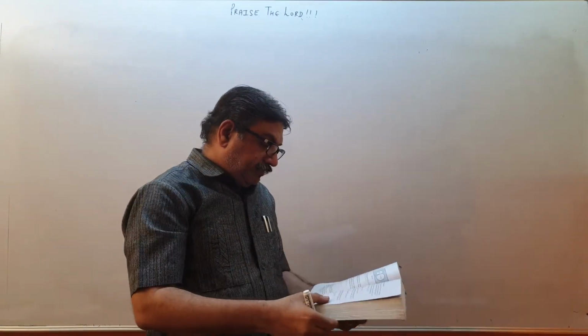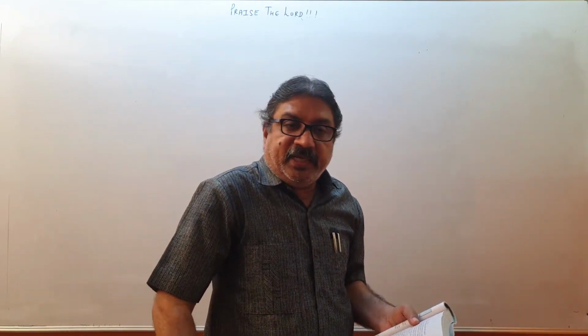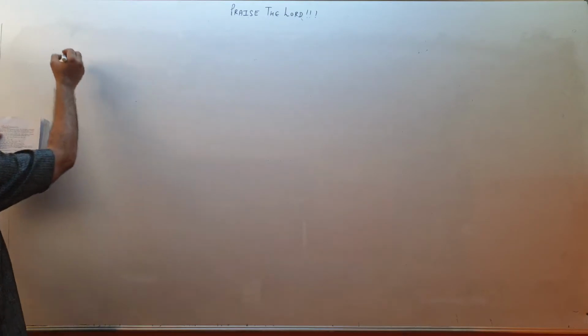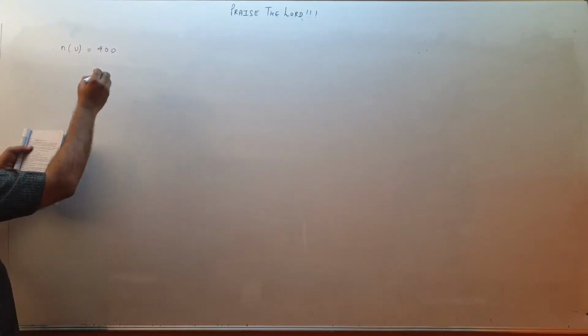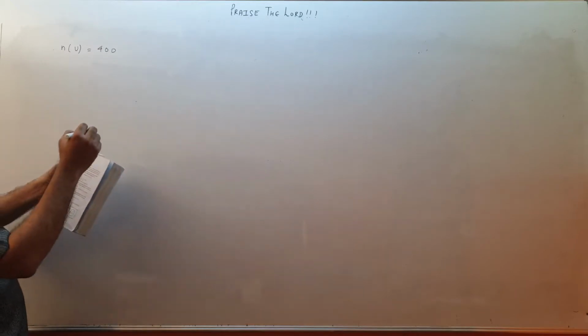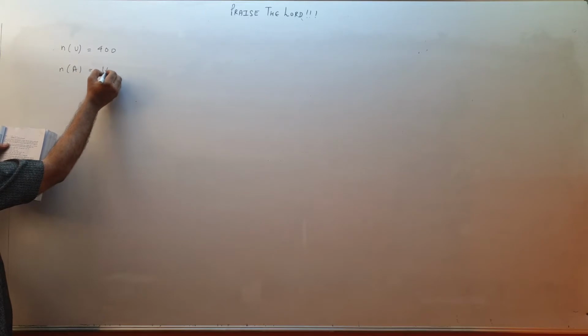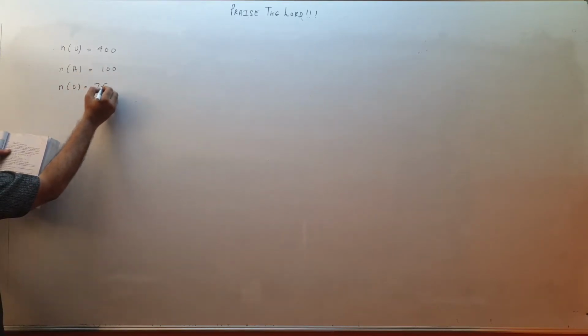See children, in a survey of 400 students in a school, total students are 400, that is the universal set. So n(U) is equal to 400. 100 were listed taking apple juice, so apple people are 100. Orange juice 75, 150 sorry.